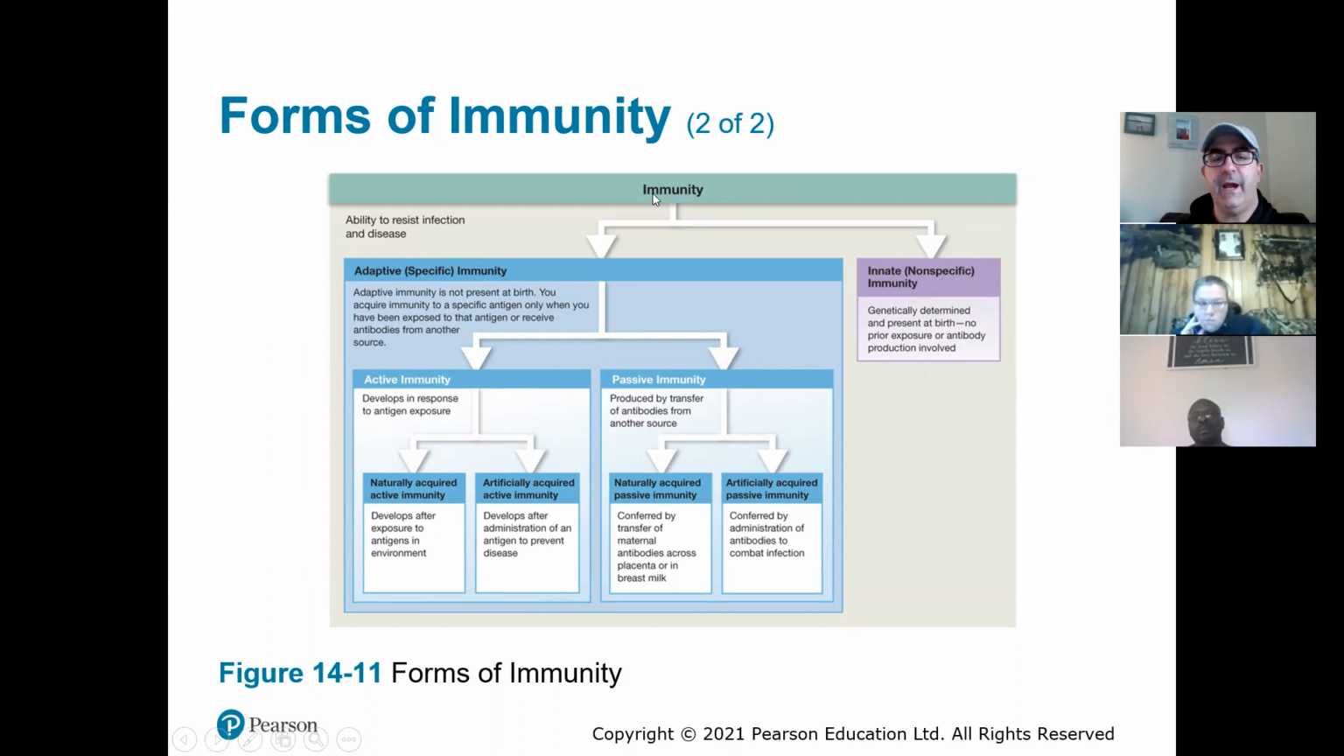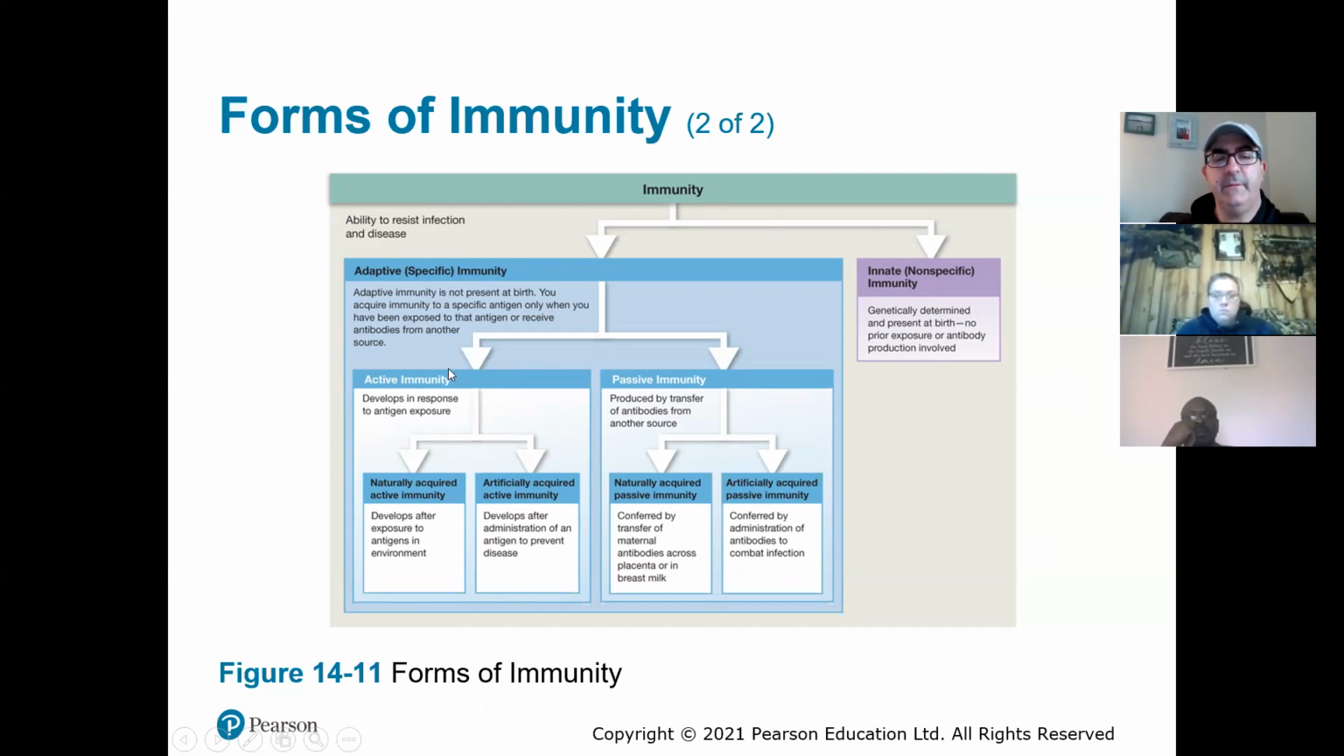Right? But we have all this adaptive immunity as well. And adaptive immunity is not present at birth, right? But you acquire immunity to a specific antigen. It's very specific, and there's memory associated with it. The body will remember that and have an army ready to go the next time you see that pathogen. There is active and passive immunity.